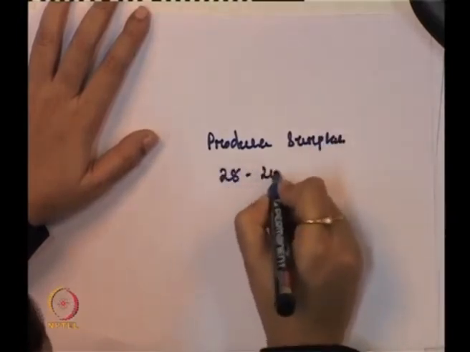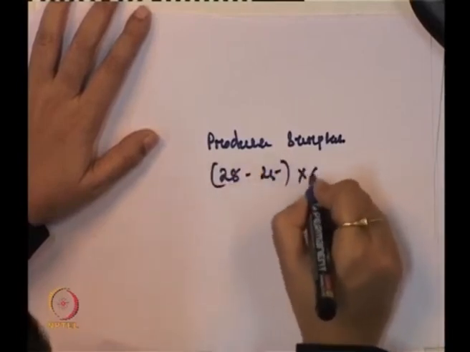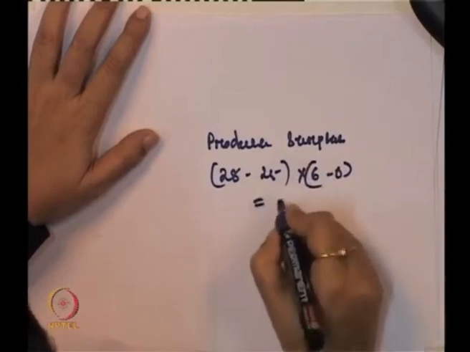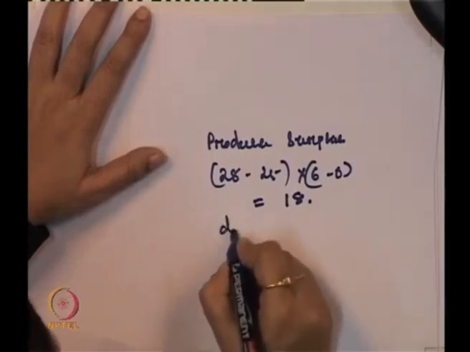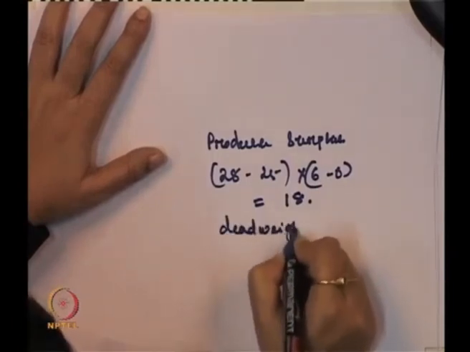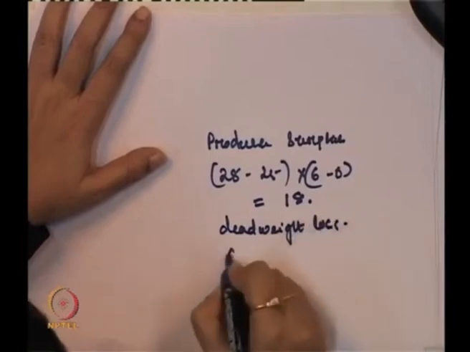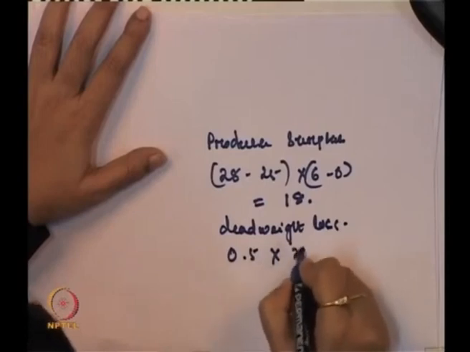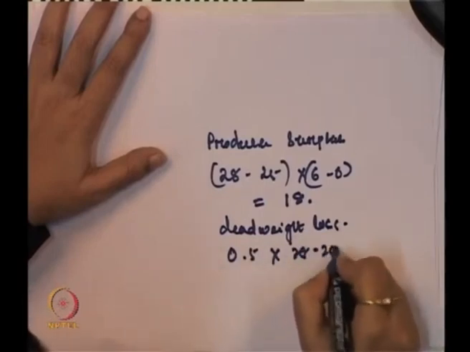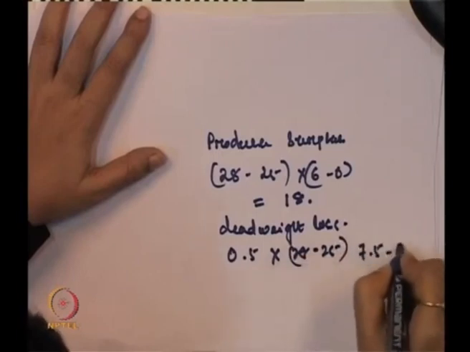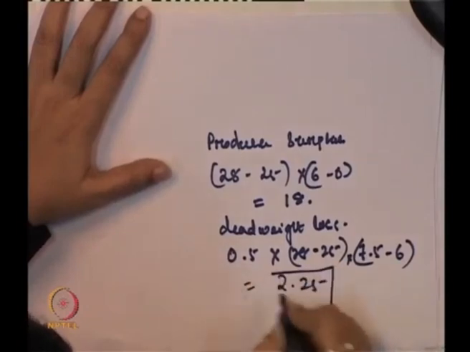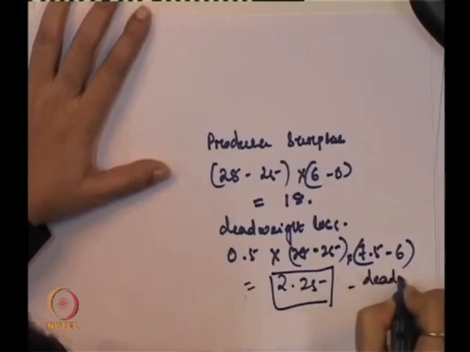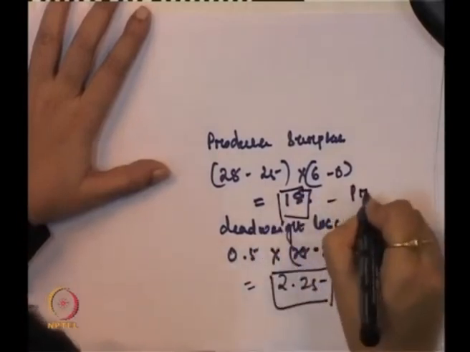This is the change in the price, 28 minus 25, multiplied by 6 minus 0. So, this comes to 18. And what is deadweight loss? Deadweight loss, we need to calculate again the area of the triangle. So, this is 0.5, then base into height, that is 7.5 minus 6. So, that comes to 2.25. So, 2.25 is the deadweight loss and 18 is the producer surplus.